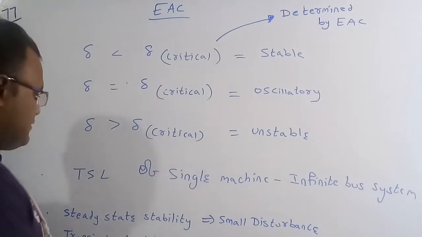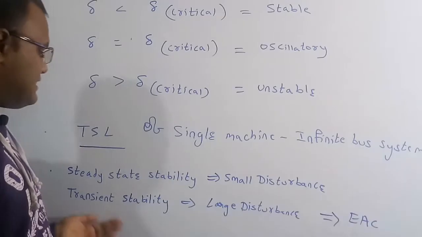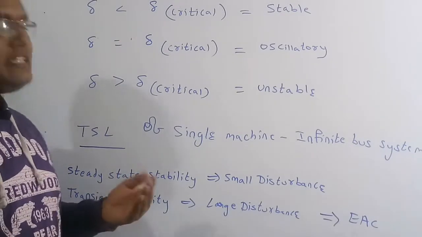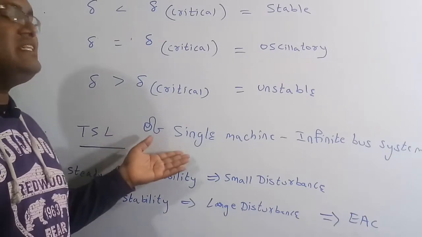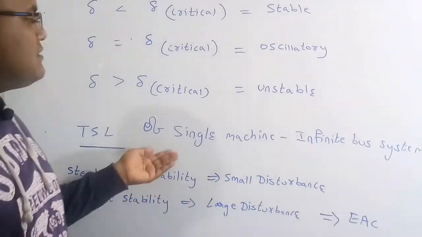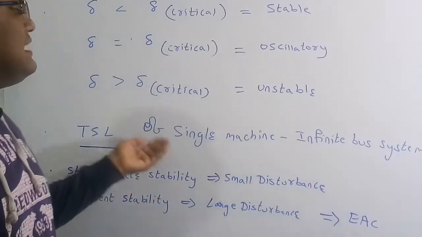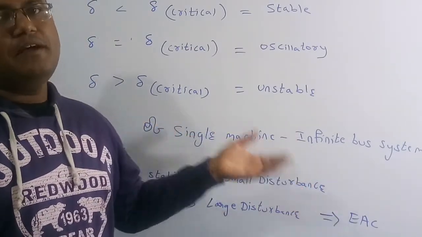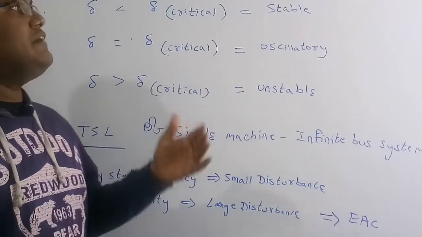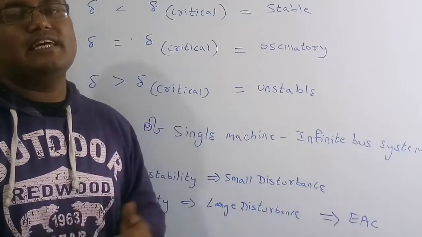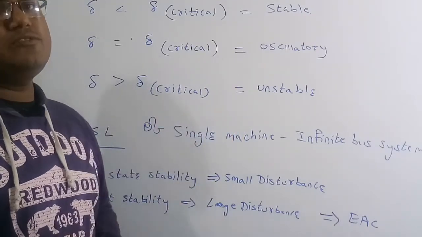So finally we can say that this equal area criteria is applied for the transient stability limit, or for transient stability analysis, for the approach of the single machine infinite bus system. So we are going to use this study only for the single machine with the infinite bus system. Because of this nature of equal area criteria, we can figure out the delta critical. If the delta lies within this delta critical, then we can say the system is stable. Otherwise the system is unstable.